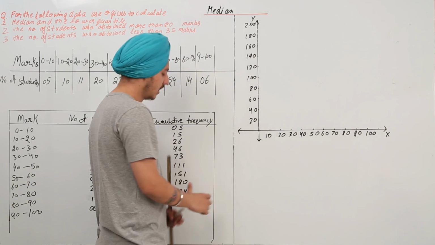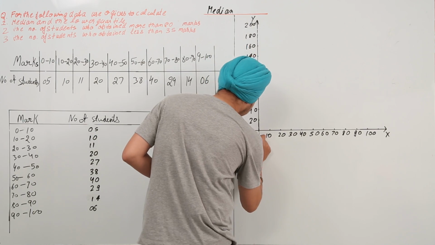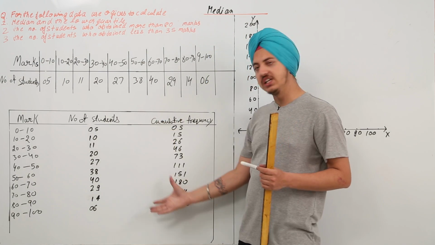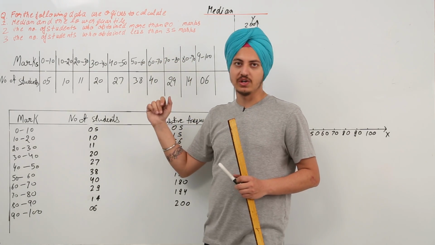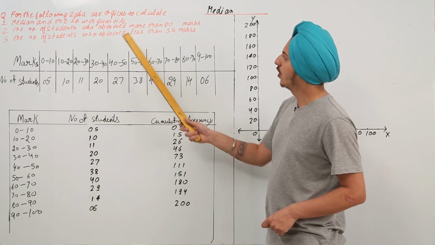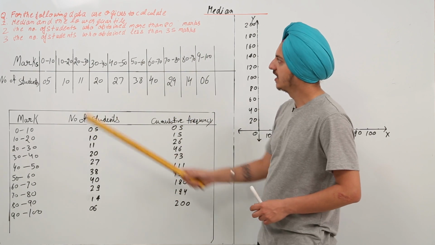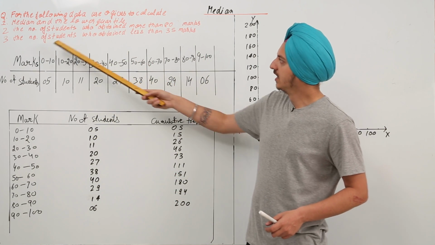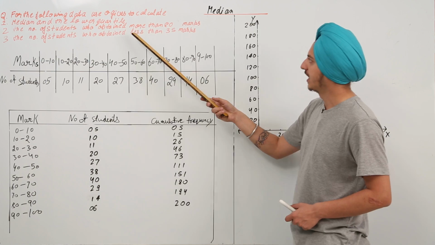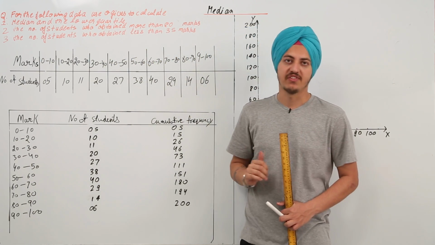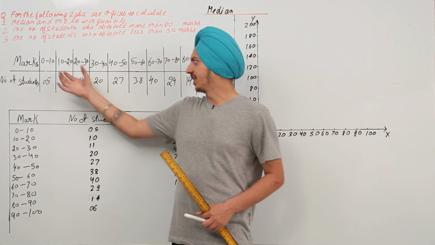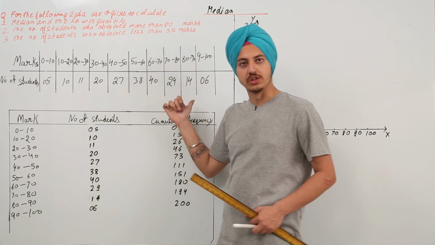So first of all, how do we start this question? Again, we've drawn this table after the question. Now first of all, what does the question say? The question says, for the following data, use ogives to calculate the median and the lower quartile, the number of students who have obtained more than 80 marks, and the number of students who have obtained less than 35 marks. And this is the data. These are the marks. These are the number of students.